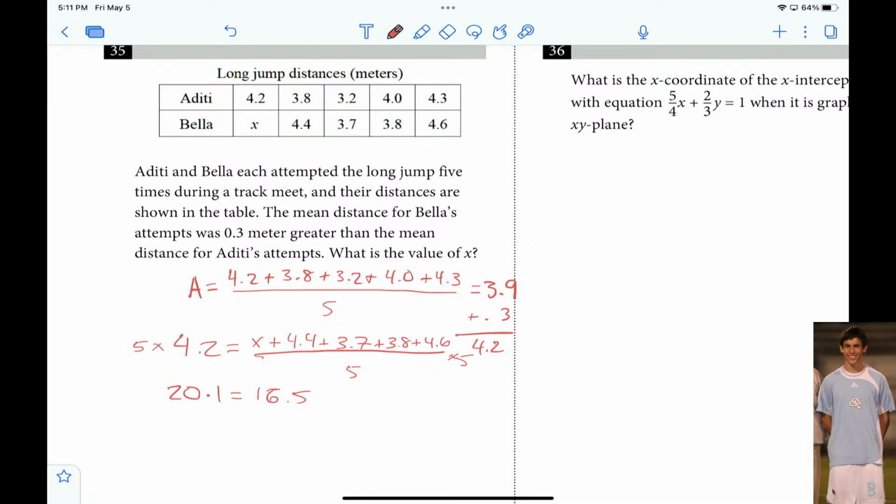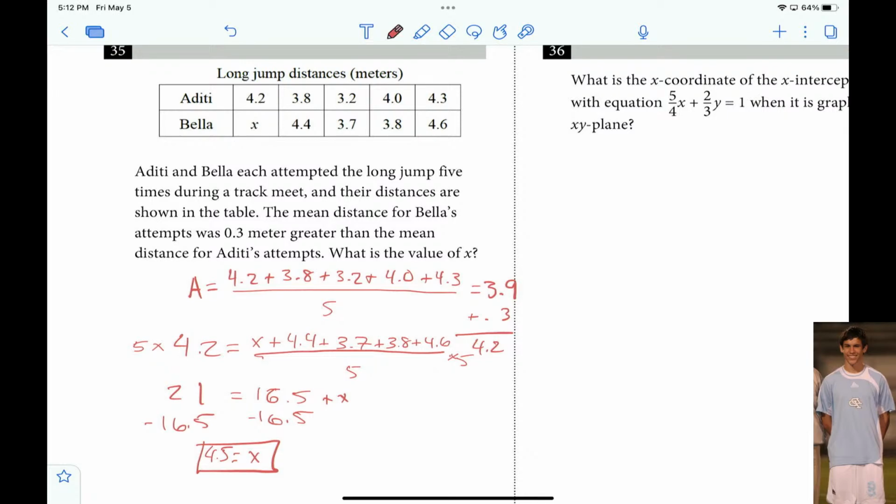I don't think I did that right. Hold on. 4.2 times... What is 4.2? Did I mess up my mean? 4.2 times 5. It's 21. That's where my math was wrong. That's why I use a calculator. So 16.5 plus X, we solve for X, so we subtract 16.5. So we end up getting X equals 4.5. There we go. Cool. So again, that problem, rely on the calculator. As long as we set it up, just use your calculator. Don't do mental math like I just did and mess up and then miss the problem because of that.